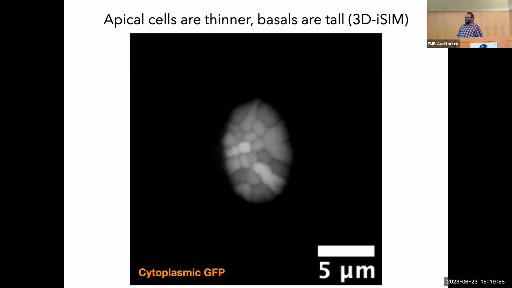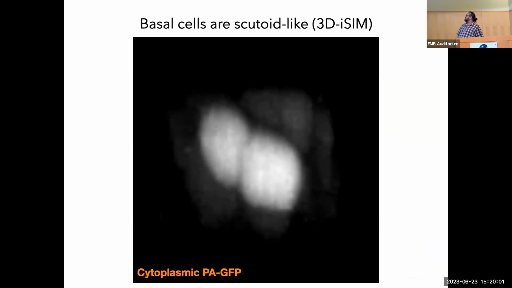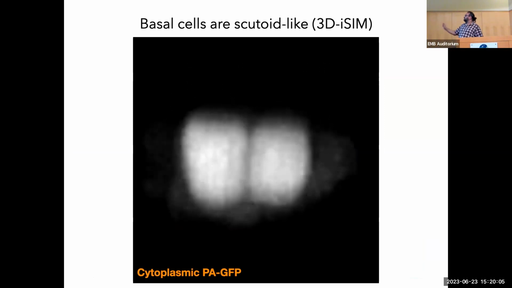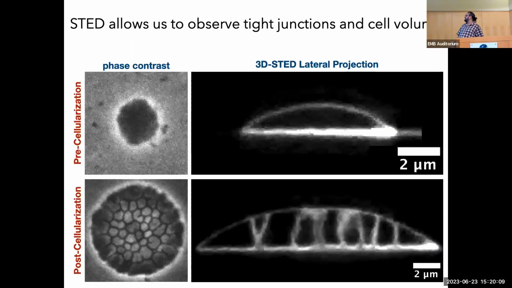And if we photoactivate GFP only inside in the basal cells, they look more scutoid-like. And it's very similar to scutoid cells. This is a lateral projection in STED that is a 40 nanometer projection. As you can see, before cellularization and after cellularization, you can see cells where they touch each other and where they do not.